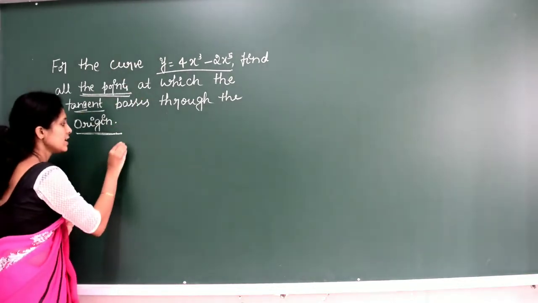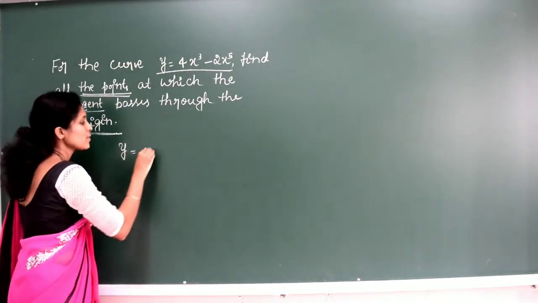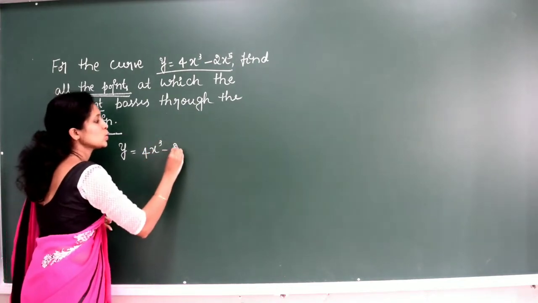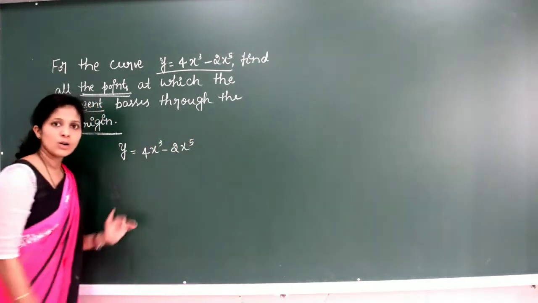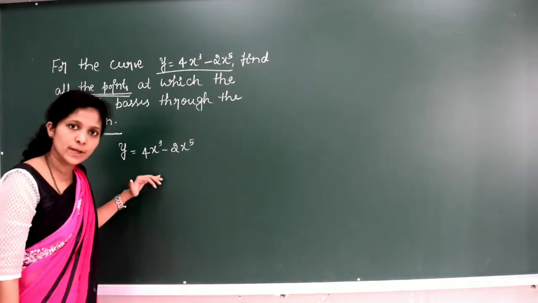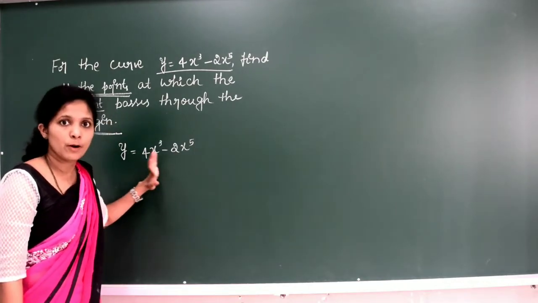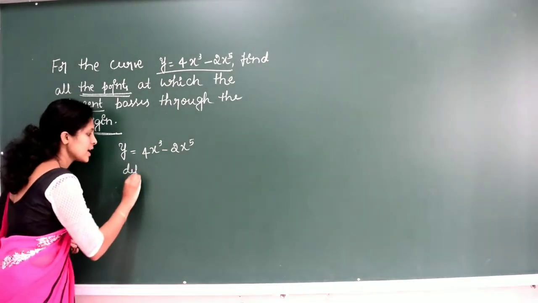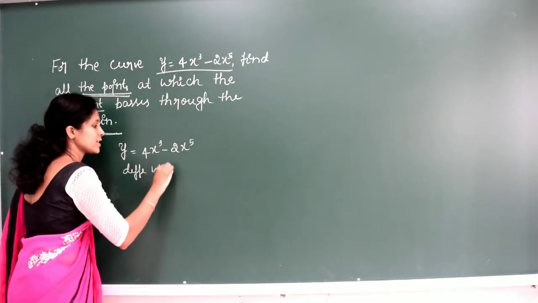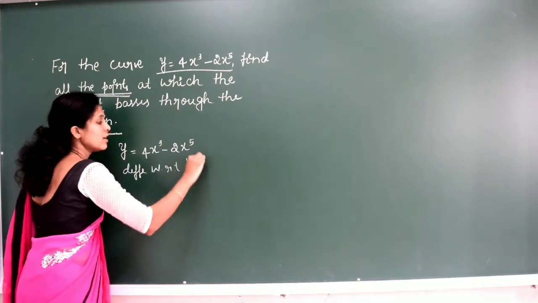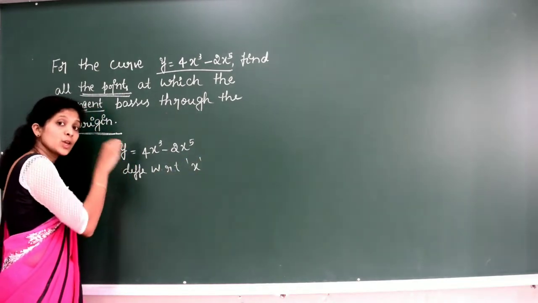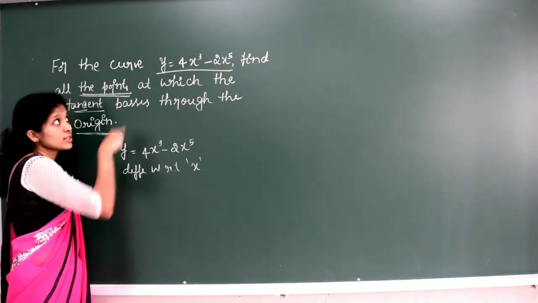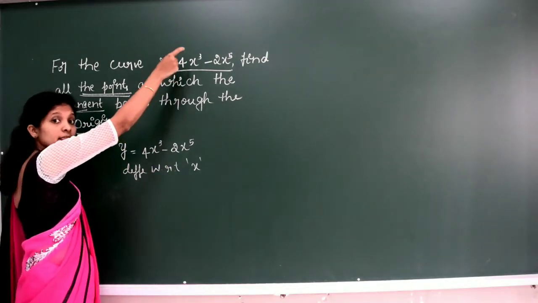First we will consider the given curve y is equal to 4x cube minus 2x to the power 5. Now by differentiating this with respect to x, we will get the slope of a tangent to this curve. Right? We will differentiate with respect to x. Is it clear? We will get dy by dx, that is the slope of the tangent to the given curve.